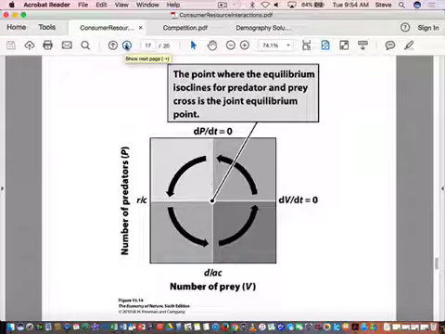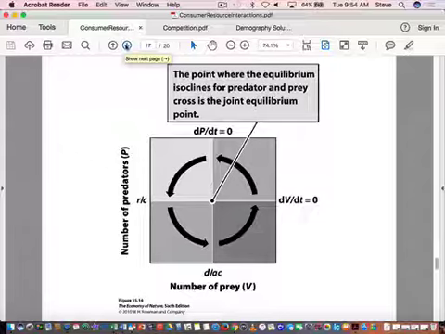So let's start here. Imagine, and you're going to do this in lab, you're going to start where you put a point in one of these quadrants, and you're going to watch to see what happens to the population sizes over time. Let's start in this quadrant. What's happening in that quadrant to the relative numbers of predator and prey?